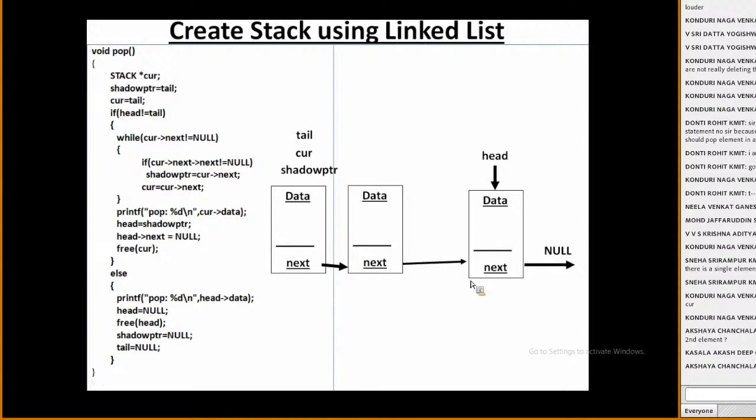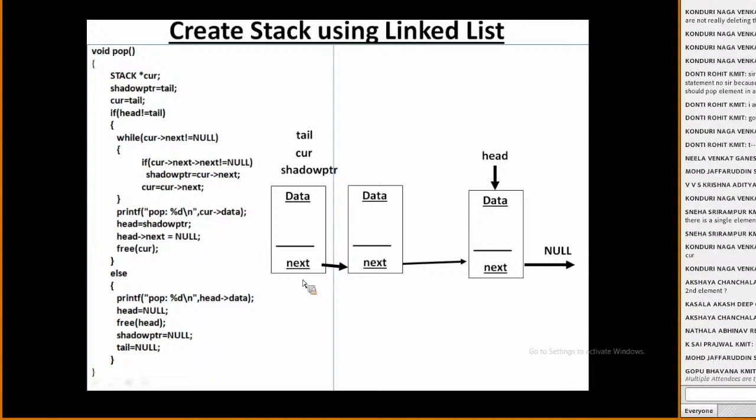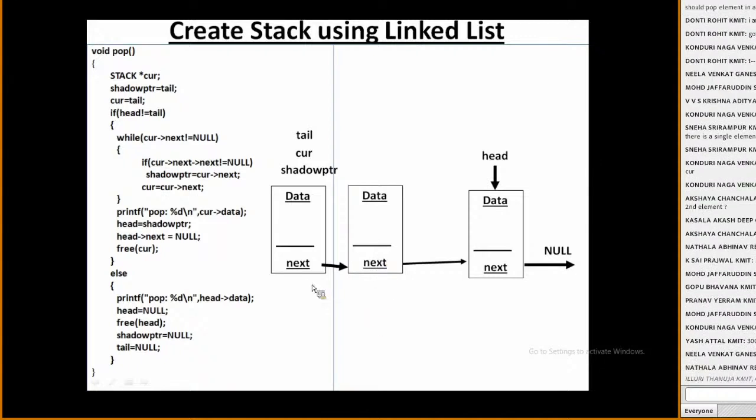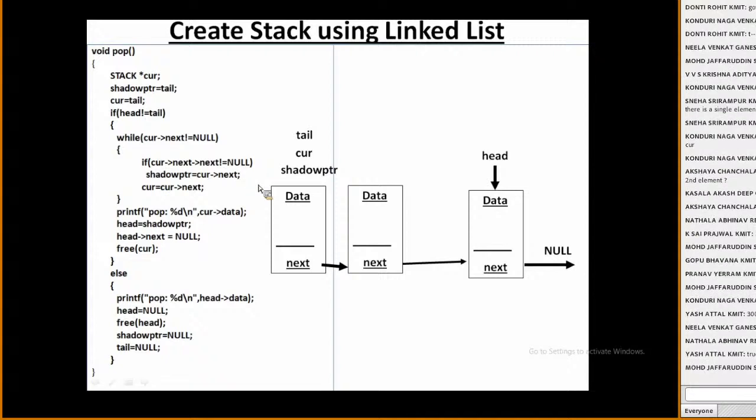Students, are you understanding? Cur of next not equal to null. See, assume that this is 1000, this is 2000, and this base address is 3000. What is going to be stored here? The base address is 1000, base address is 2000, and base address is 3000. What is going to be stored here? The first node next, 2000, right? What is going to be stored here in the second node next? 3000. So cur of next 2000 of next is 3000, right? So cur of next not equal to null. True or false? True. Not equal to null is true.